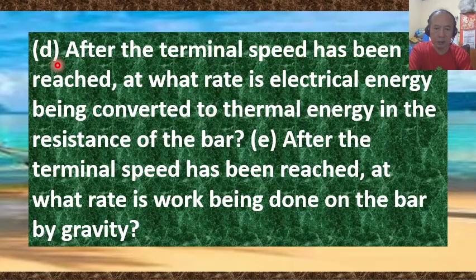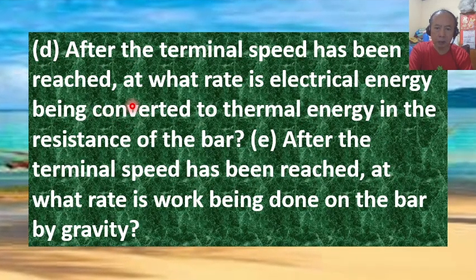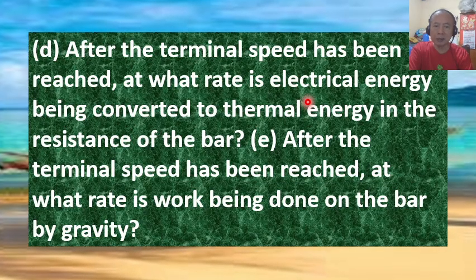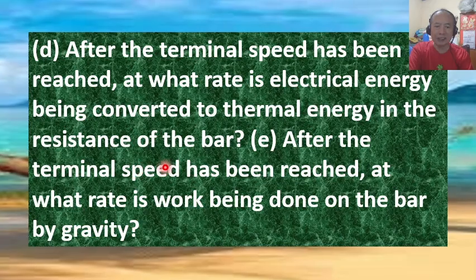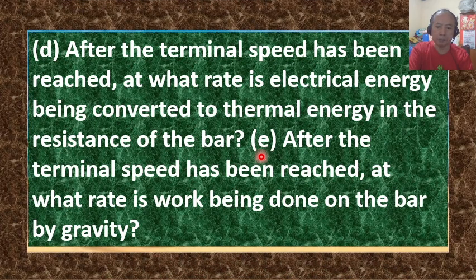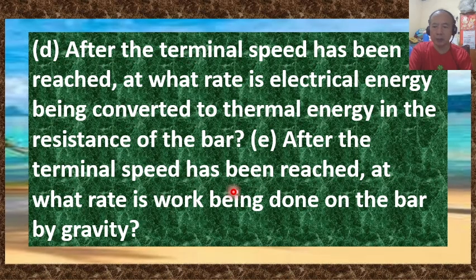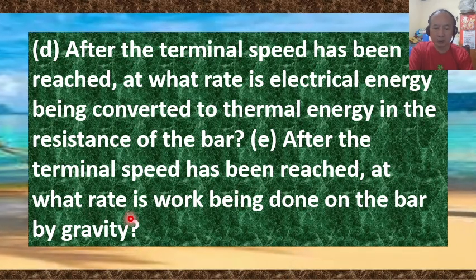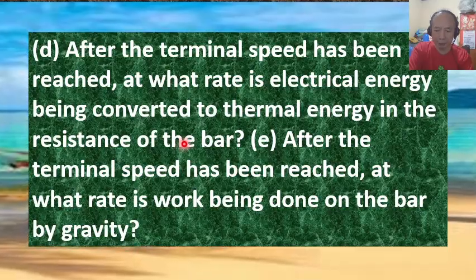Question letter D. After the terminal speed has been reached, at what rate is electrical energy being converted to thermal energy in the resistance of the bar? And question letter E. After the terminal speed has been reached, at what rate is the work being done on the bar by gravity?